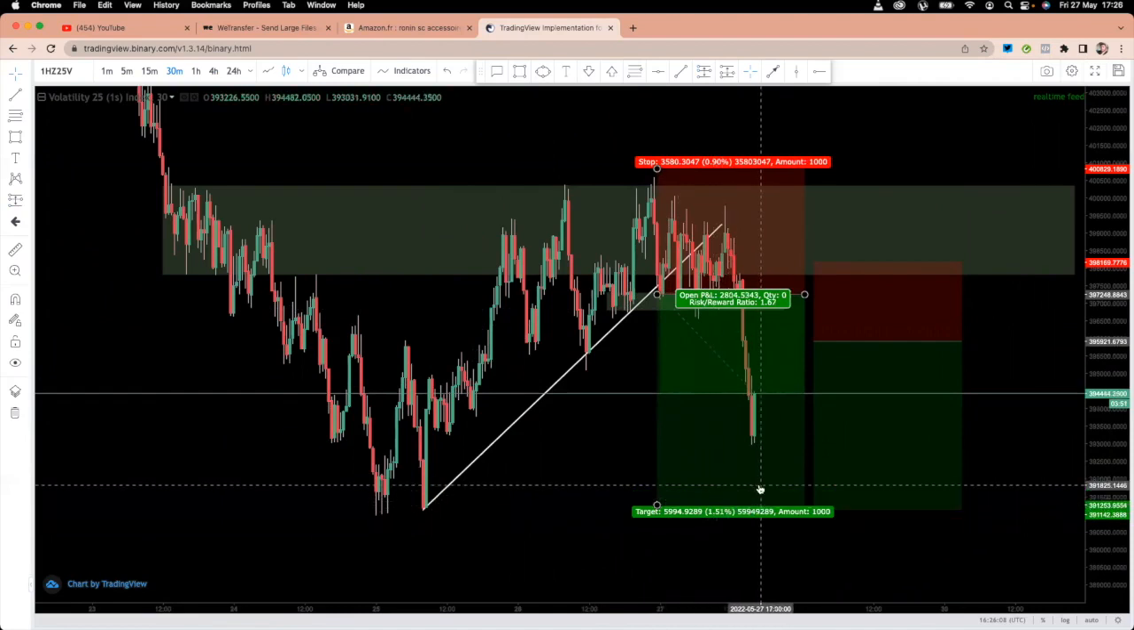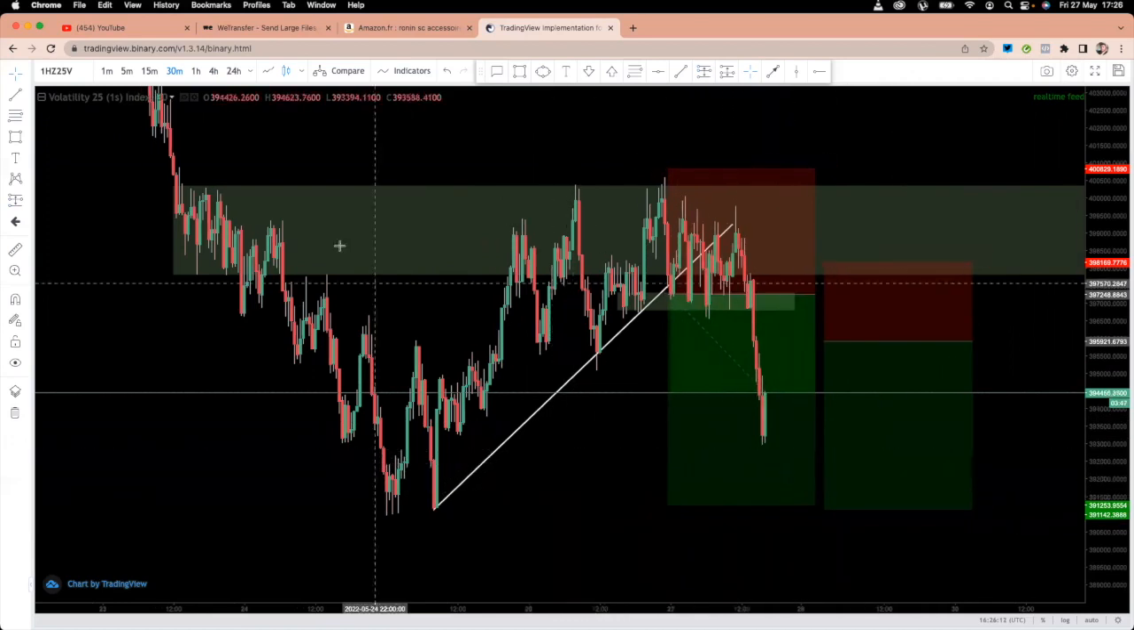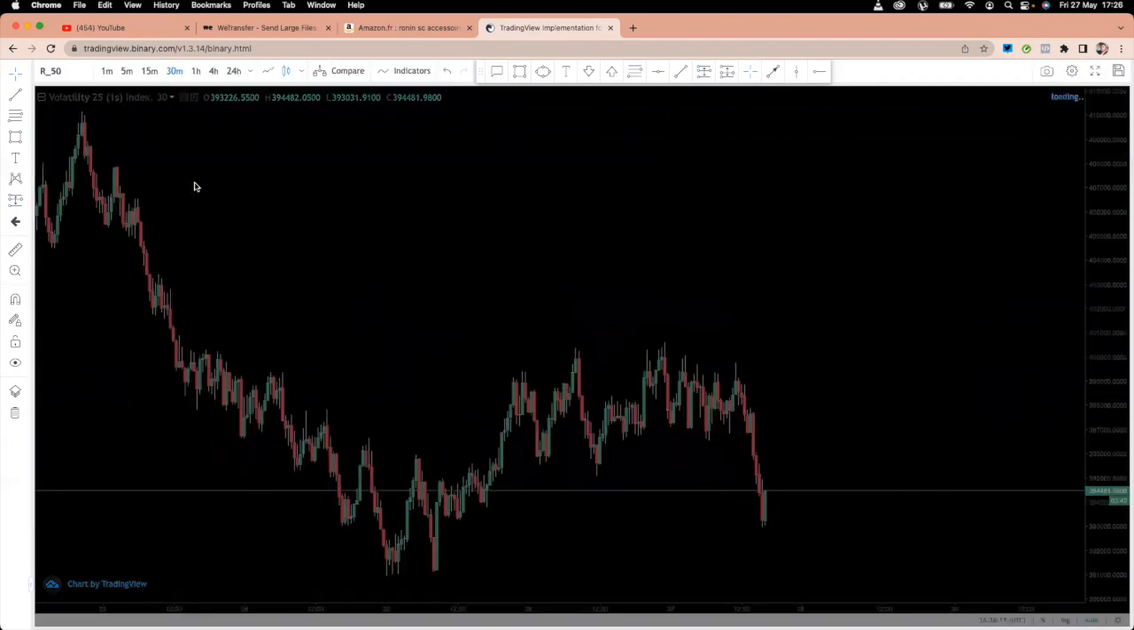I mean, look at this market 2 or 3 hours after this video and you will see that the target was hit. Okay, example number 2 is VIX 50. I saw a similarity in setups with the VIX 50 on this as well.